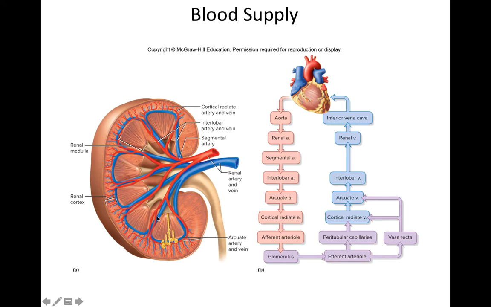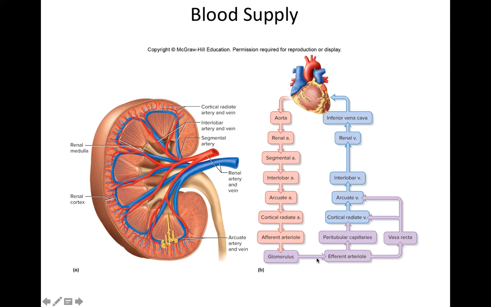So these are your interlobar arteries that feed into these guys right here that are arcuate arteries. They arch over the top of the pyramids. That then branches into cortical radiate arteries, which you can see here radiate out into the cortex. From there, we're going to go into microscopic vessels that we will talk about in a minute, but we're going to branch into what's called the afferent arteriole. Afferent means going into. And then we go into the glomerulus, which is a capillary bed, into the efferent arteriole.